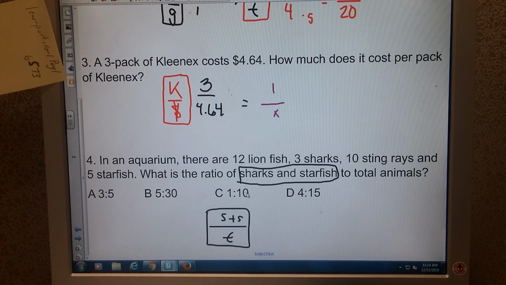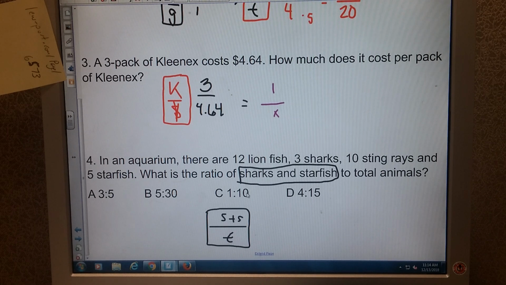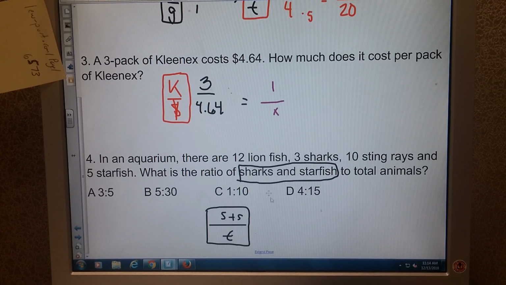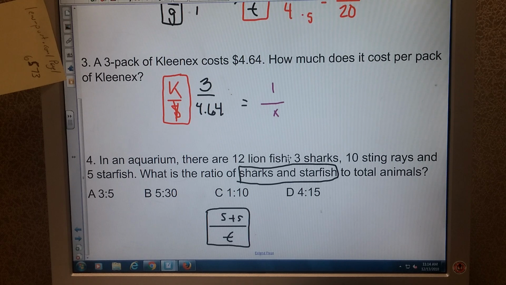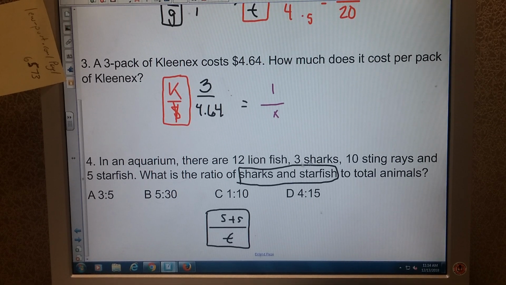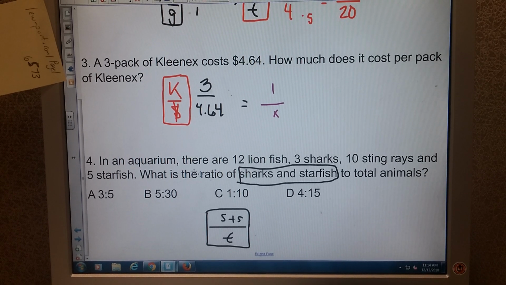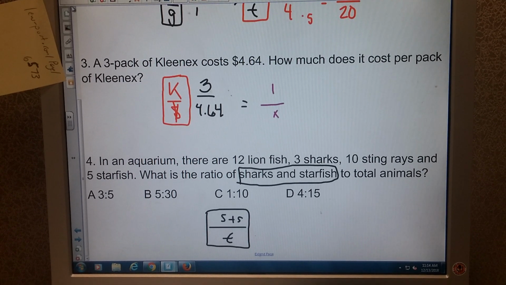What is the ratio of sharks and starfish to total animals? Well, there's 3 sharks and there's 5 starfish, so that's 8. So your numerator will be 8 over the total number of animals. 12 plus 3 is 15, 15 plus 10 is 25, 25 plus 5 is 30, so 8 over 30 will simplify to one of these answer choices.